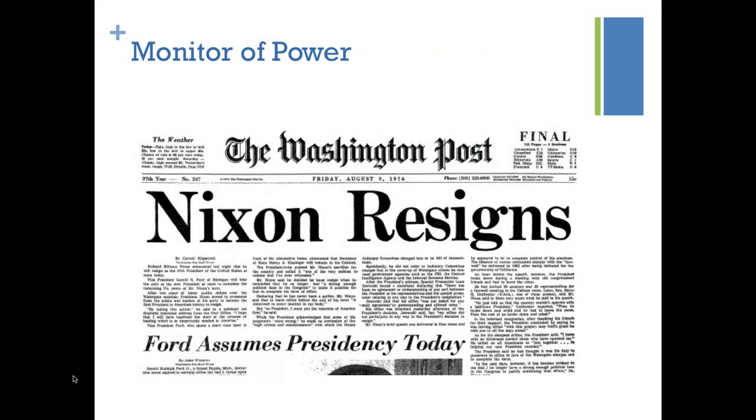Here's an example. This is the Washington Post headline from Friday, August 9th, 1974, where President Nixon resigned, and then Vice President Ford assumed the presidency at that point. But this is a good example of the Watergate and the investigation, which lasted a couple years, actually. It wasn't just one article. It was a series of articles over a couple years that eventually brought a president down. And that really gave birth to what we call investigative journalism, and has made investigative journalism very popular.